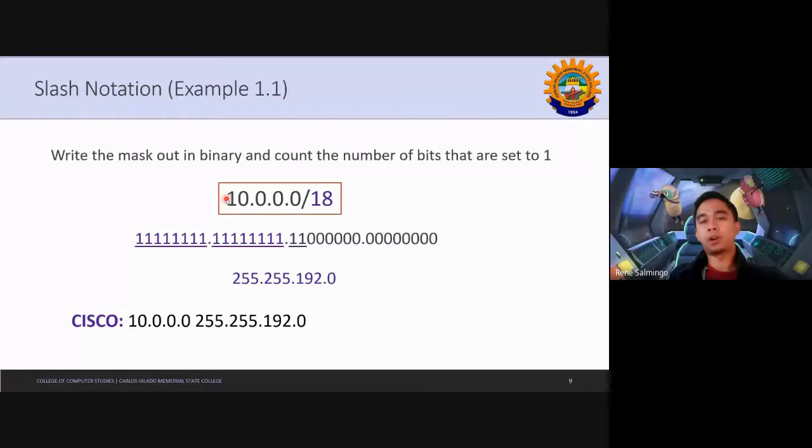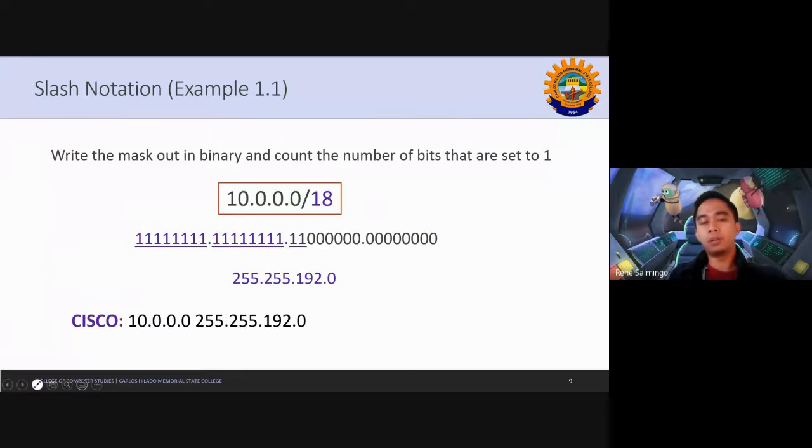So for class A, your count will start at 1, and since we considered 18, you put ones from this start. So 1, 8, 16, plus 2, so you have 18. So this would be your identification so that you could compute your subnet mask.